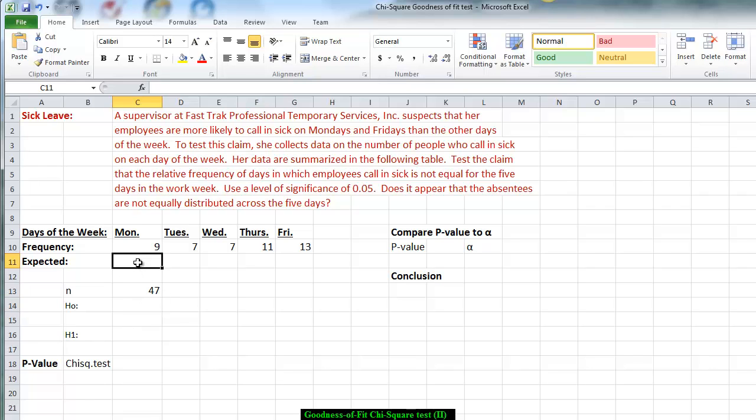Therefore, our expected value would be that it would be approximately the same every day, to contraindicate the fact that they're not equal. So in order to have them equal every day, we take our 47, and we want that as a fixed cell. We divide that by 5 since there are 5 work days per week. And we figure out approximately 9.4 people are absent per day. We copy this straight across, and that gives us that information.